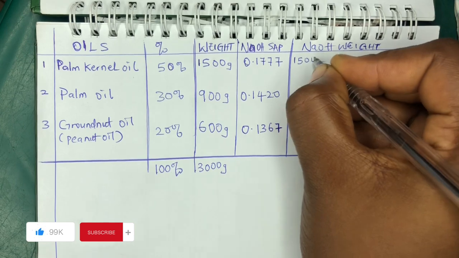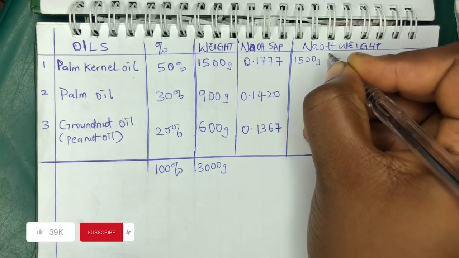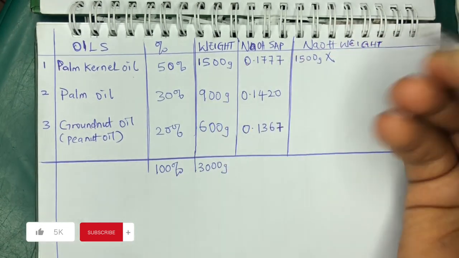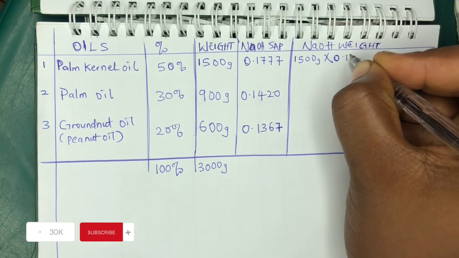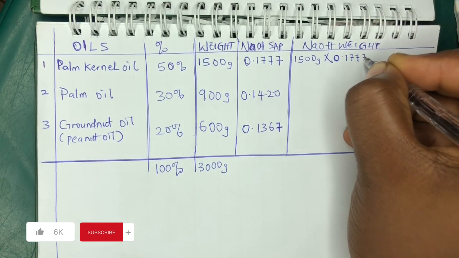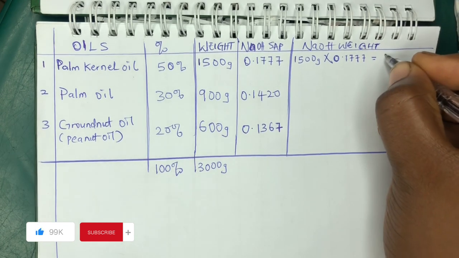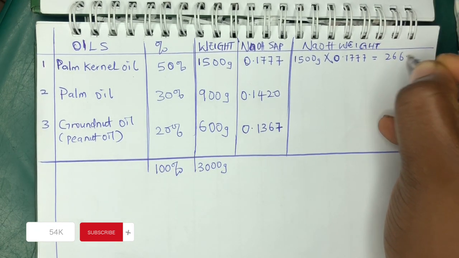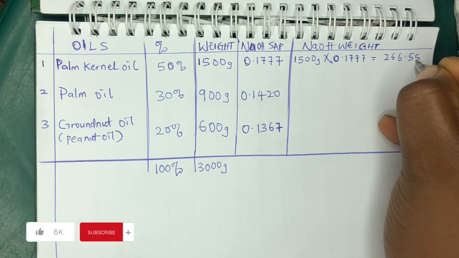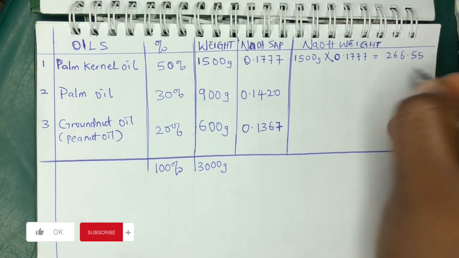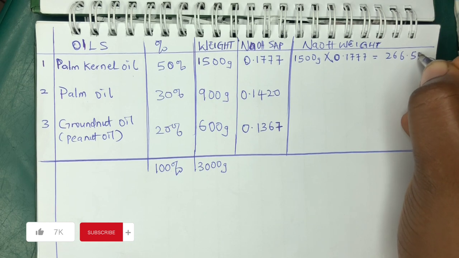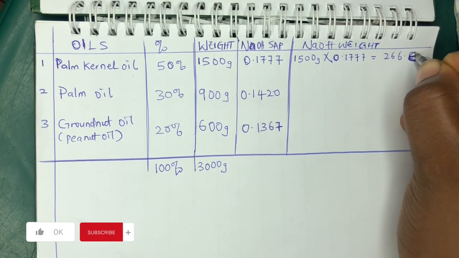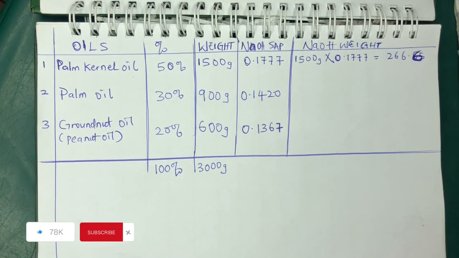So 1,500 grams. You don't really need the units when you are doing your mathematics. Times 0.1777. This will give you a sum total of 266.55. You can convert to the nearest decimal, so we're using one decimal point.